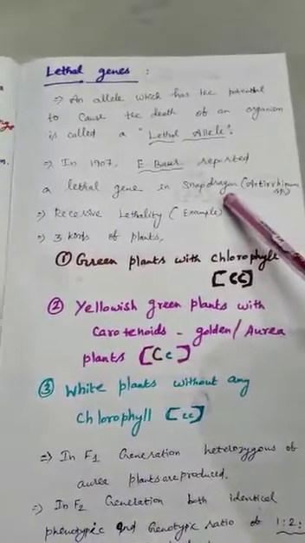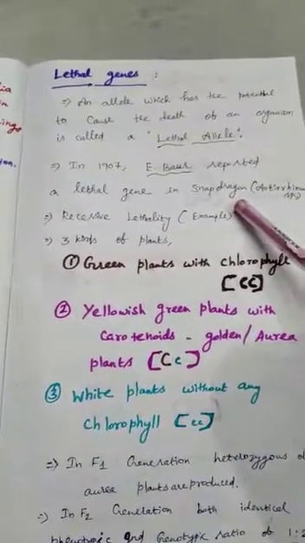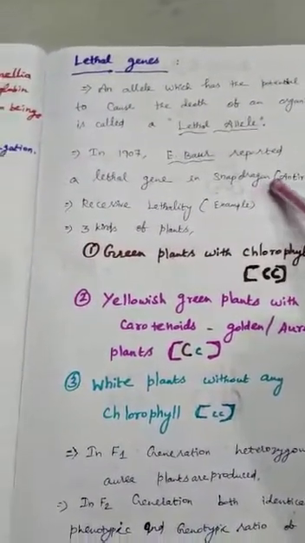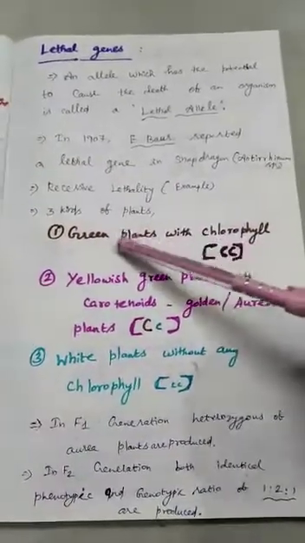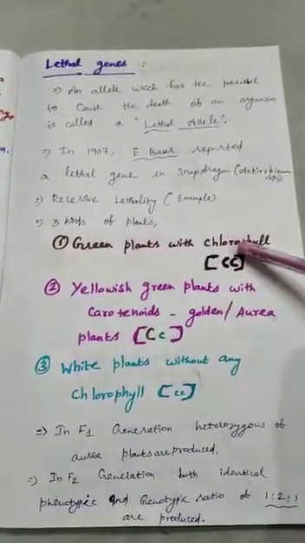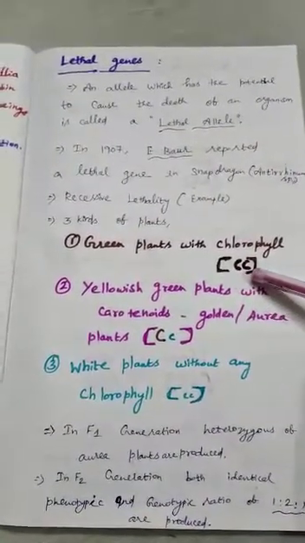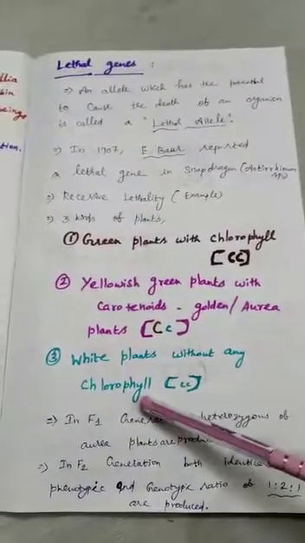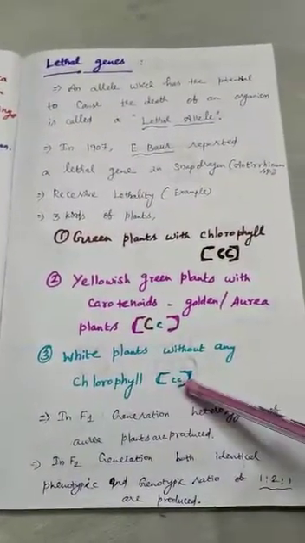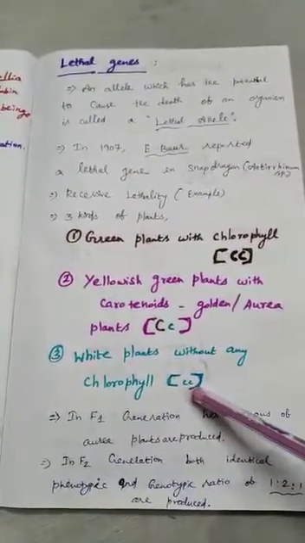Snapdragon is a type of garden plant whose flowers, when pinched, open and close like a mouth. It possesses three kinds of plants. One is green plants with chlorophyll pigment, which represents the genotype capital CC. The next one is white plants without any chlorophyll. It is a recessive character, which expresses the genotype small cc.